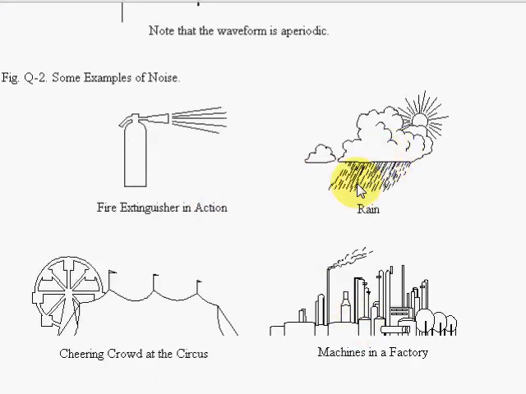The rain. Cheering crowd at a circus, if you're far away. Say, the rain. Ocean. Very, very good examples. Fire extinguisher in action. And machines at a factory.